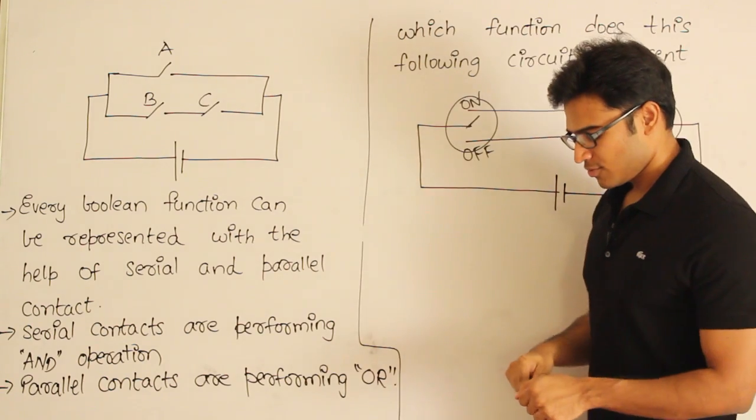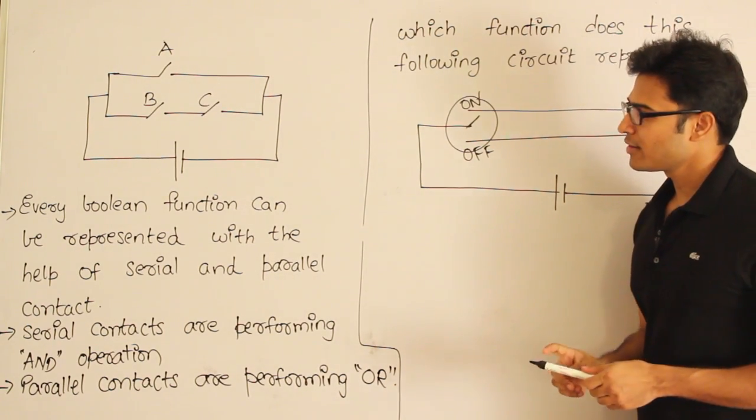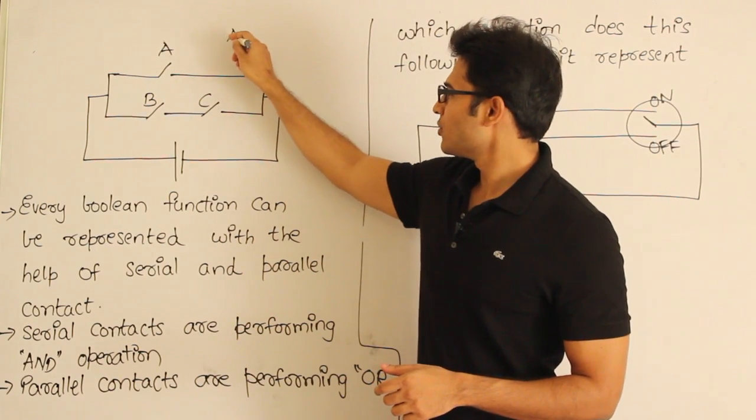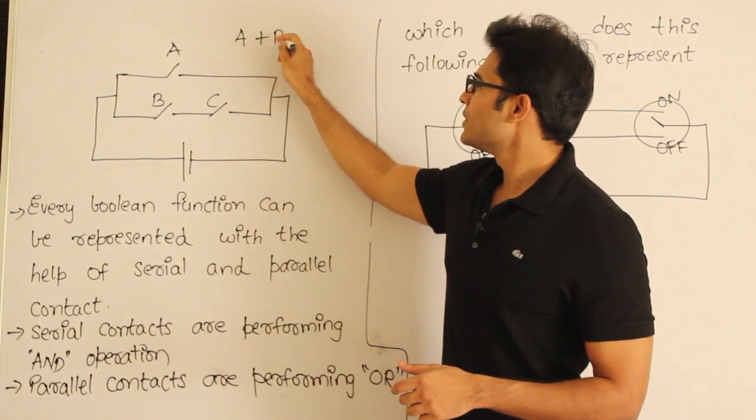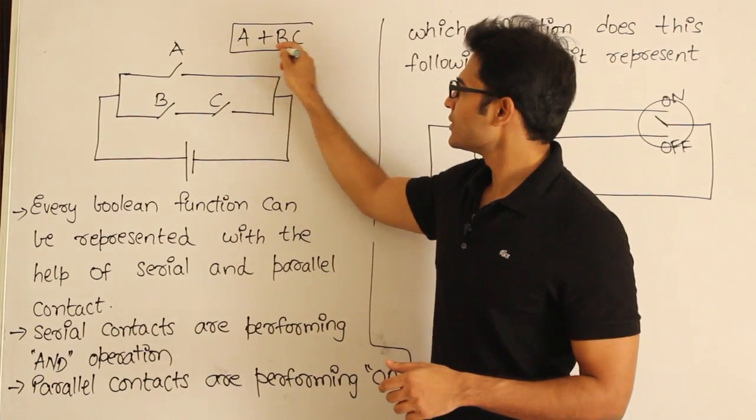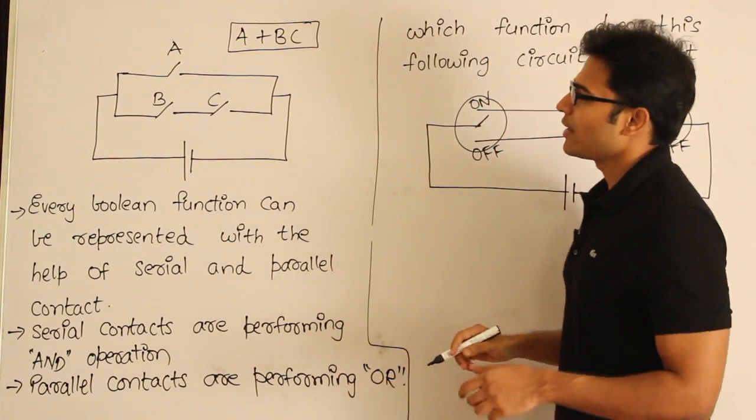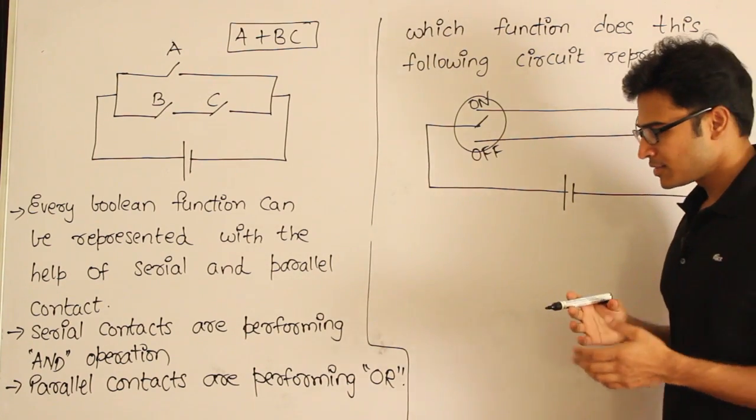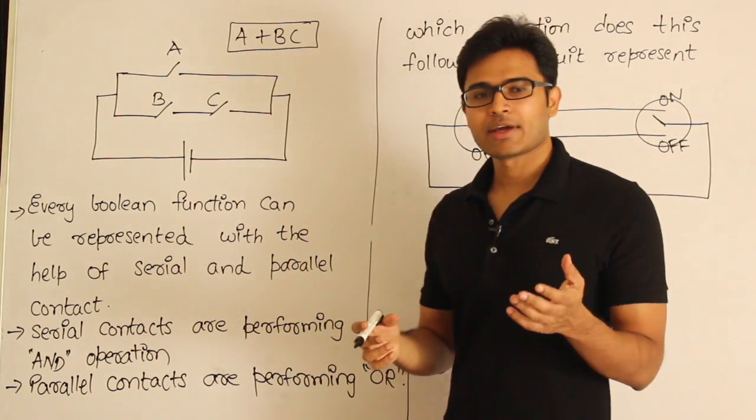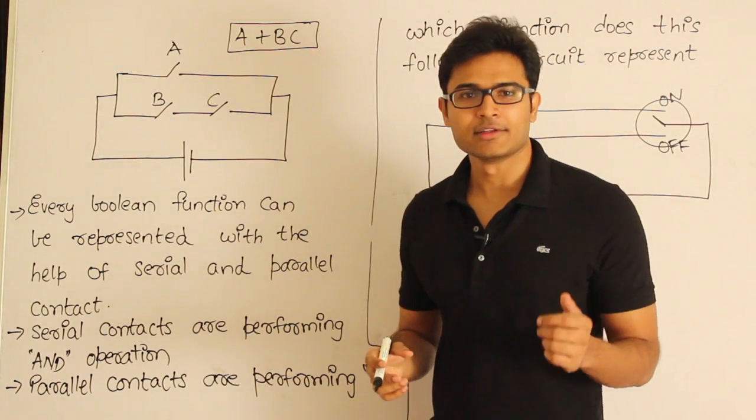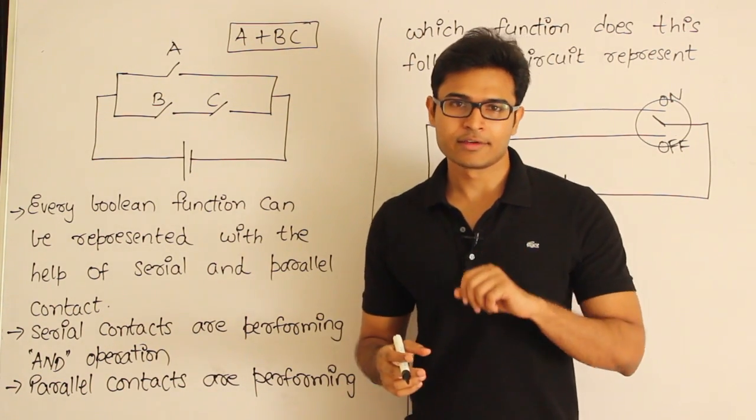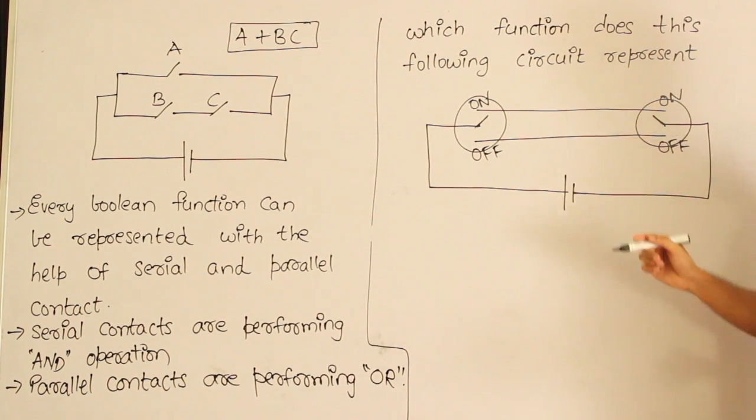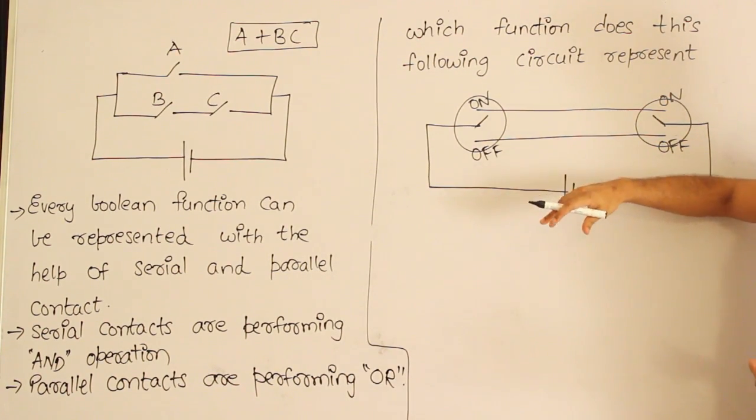Therefore, current passes through this circuit if either A is closed or both B and C are closed. That is how I am writing it. This circuit is so simple that you are able to write it directly, but there will be some complex circuits for which you might have to follow a procedure, an algorithm. I'll tell you what the algorithm is in the next few minutes. Now you just answer this and then we can move on.